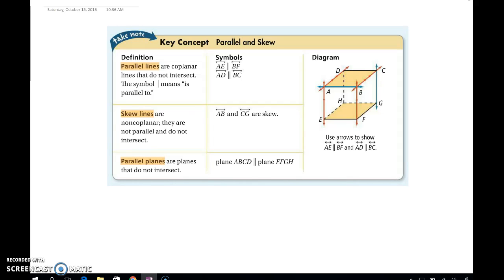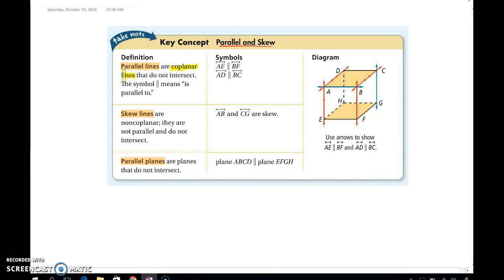And then the second video we're going to talk about the relationship that's formed when two or more lines are intersected by the same line. All right, so the first thing that we will discuss are parallel and skew lines. Now you'll see parallel and skew lines are similar, but there's one major difference between the two that you have to remember. All right, so the first thing, parallel lines are coplanar lines.